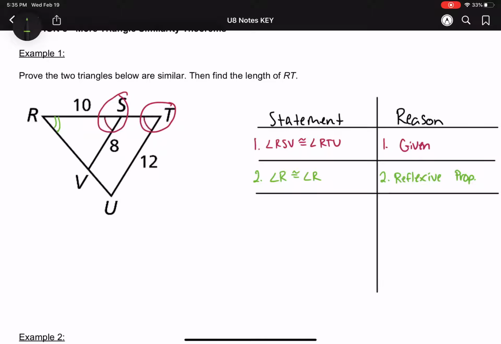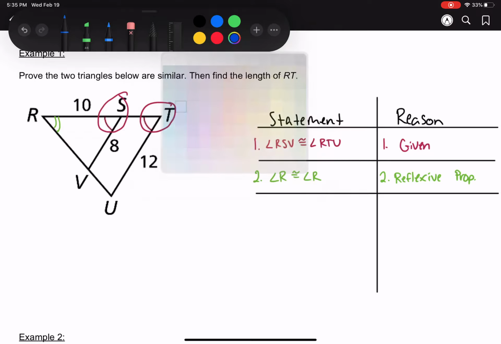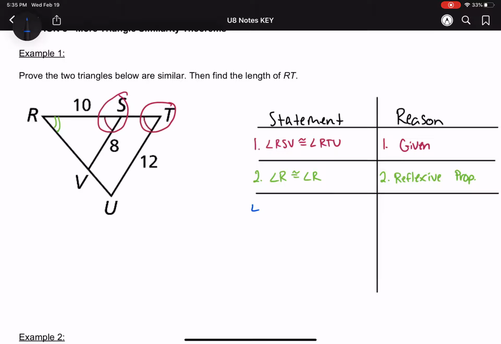Okay, so I have angle RSV is congruent to angle RTU, and I have angle R is congruent to angle R. That is now enough information for me to go ahead and say that I have two similar triangles. So I'm going to go ahead and write for my third line of my proof, triangle RSV is similar to triangle RTU by the angle, angle, triangle similarity theorem.